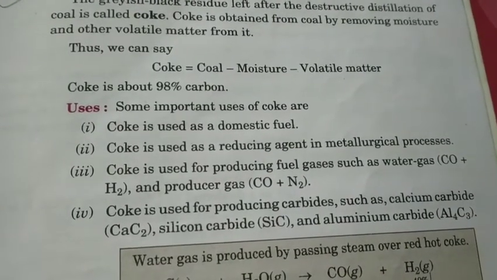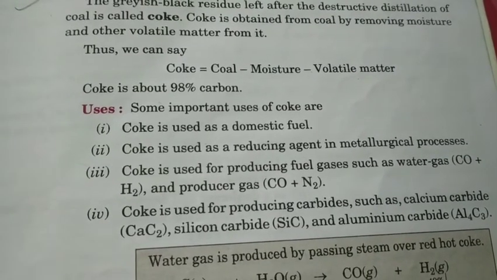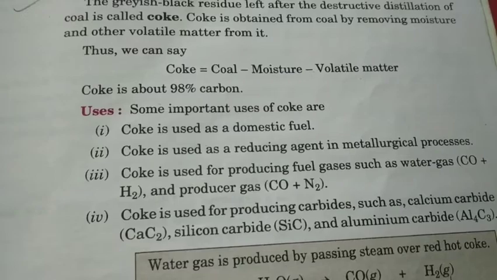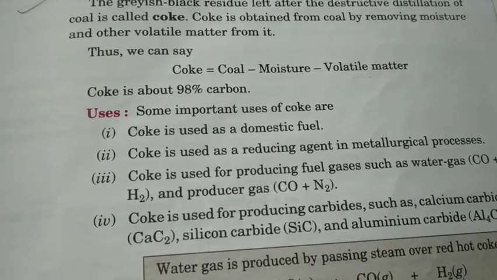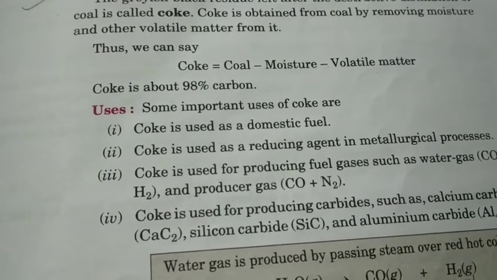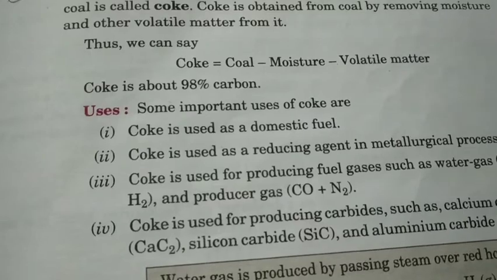Now what is the meaning of volatile matter? Volatile means the substance which is easily evaporated at normal temperatures, that is, at room temperature the substance easily evaporates. Now coke is about 98% carbon.